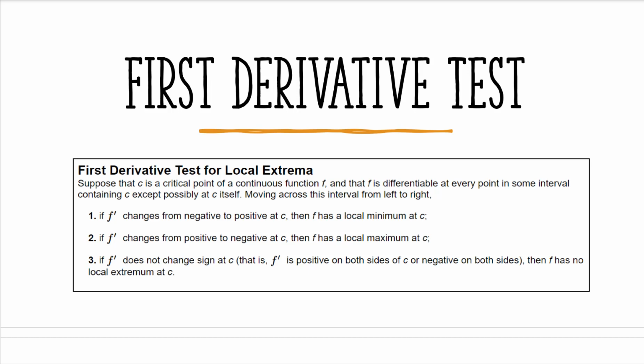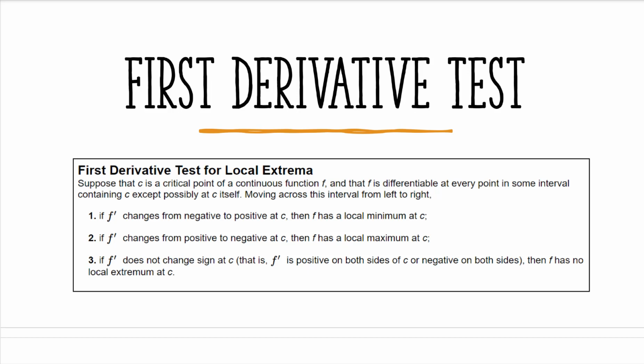Remember the critical points? Take a derivative, set it equal to 0, or the derivative doesn't exist at that point, right? So C is a critical point of a continuous function f. Remember, continuous function. And it's differentiable at every point in some interval containing C, except possibly at C itself, moving across this interval from left to right. And that's that same thing. Remember, we keep saying it. Closed interval, continuous. Differentiable on the open interval. It's the same thing, just a continuous function. Smooth and continuous.